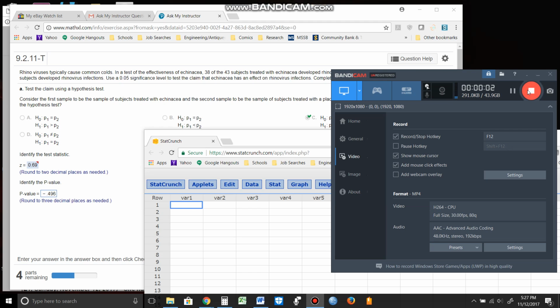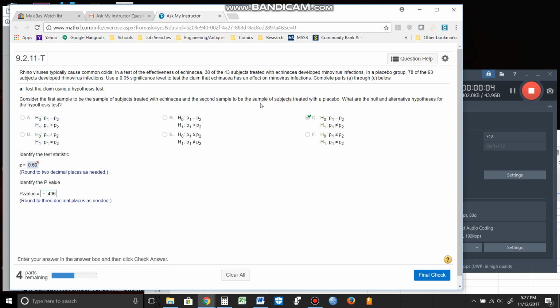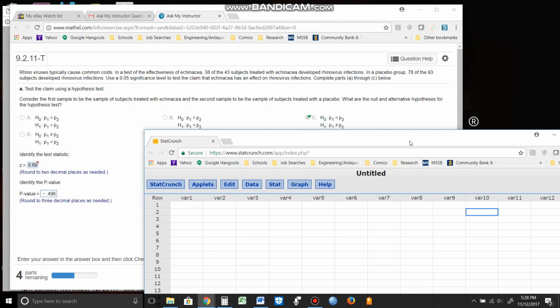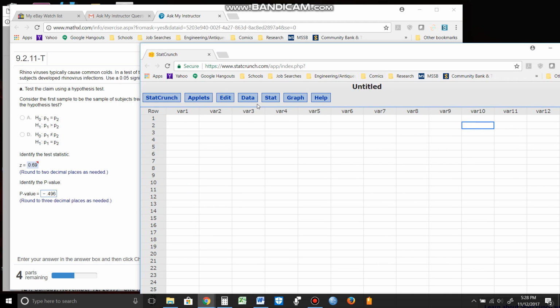Hi class, let's take a look at this problem here. We have a difference of two proportions. In the problem, note that they tell you that they want to test the claim that the two different proportions are statistically different. So therefore, that means the alternative is going to be not equal to, which is a two-tail test. And now what I need to do is use StatCrunch to find the test statistic and the p-value.